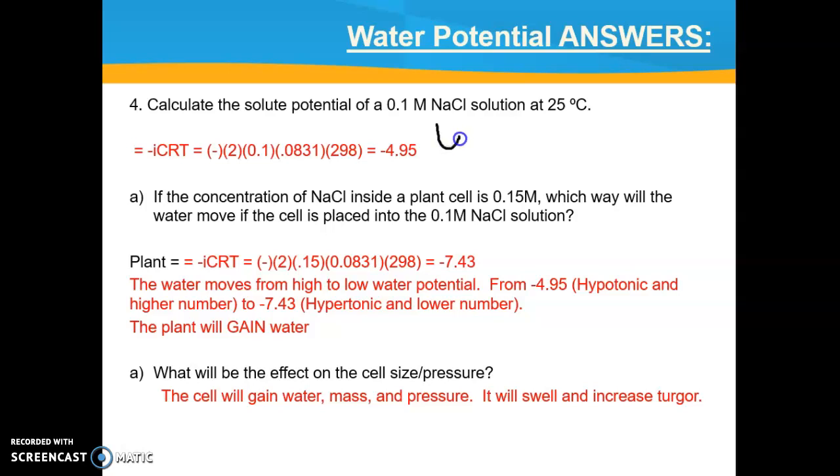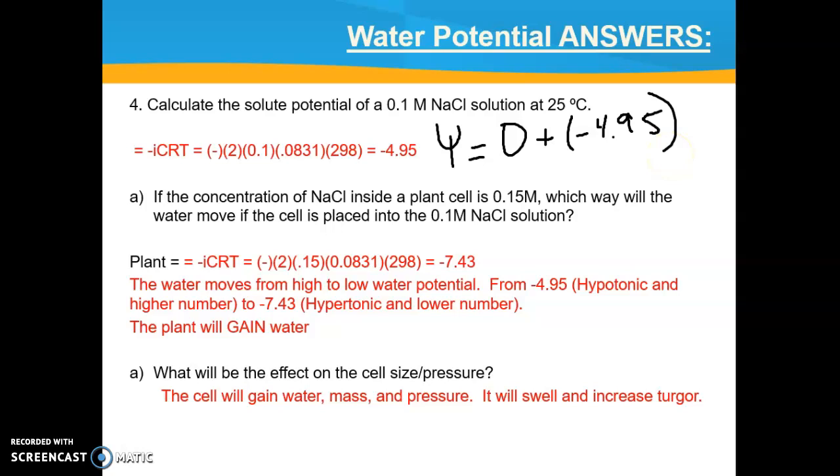Now, just for the heck of it, let's use our overall equation where water potential is equal to the pressure potential plus the solute potential. Nowhere in this problem do they tell you anything about the pressure. They don't say that there's a pressure being pushed or a pressure being pulled on the solution. So we can assume that this is an open beaker, an open container, and our pressure potential is going to be 0. Therefore, when we add in our solute potential, which is -4.95, the overall water potential for this solution is going to be -4.95.